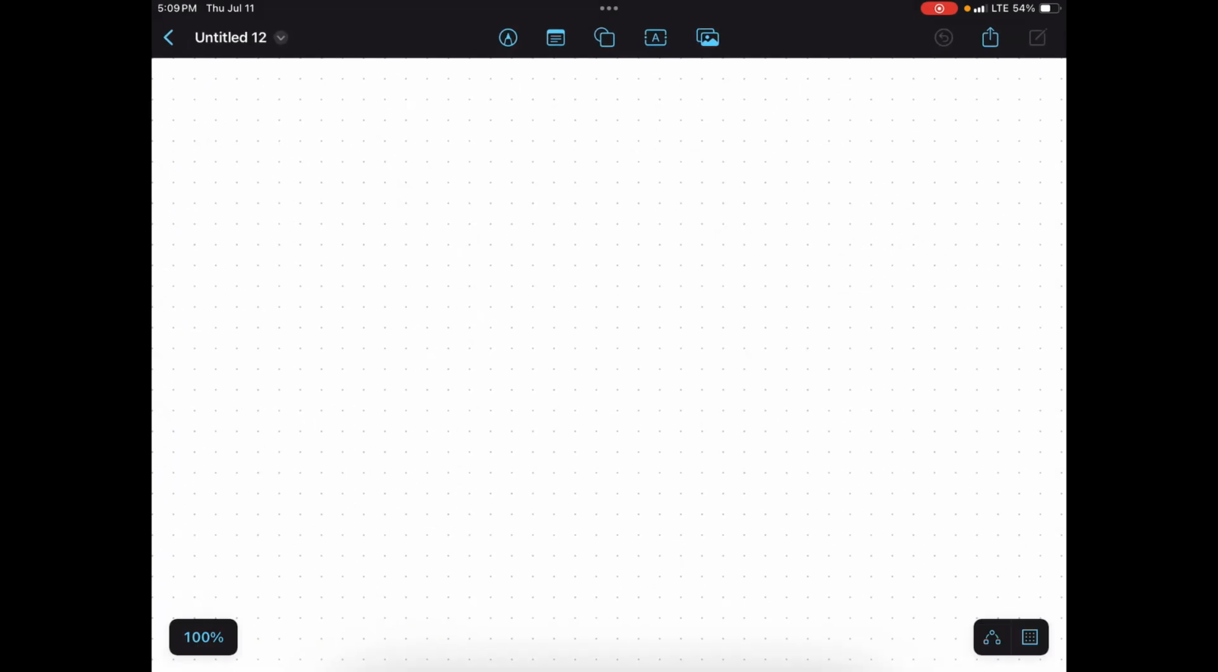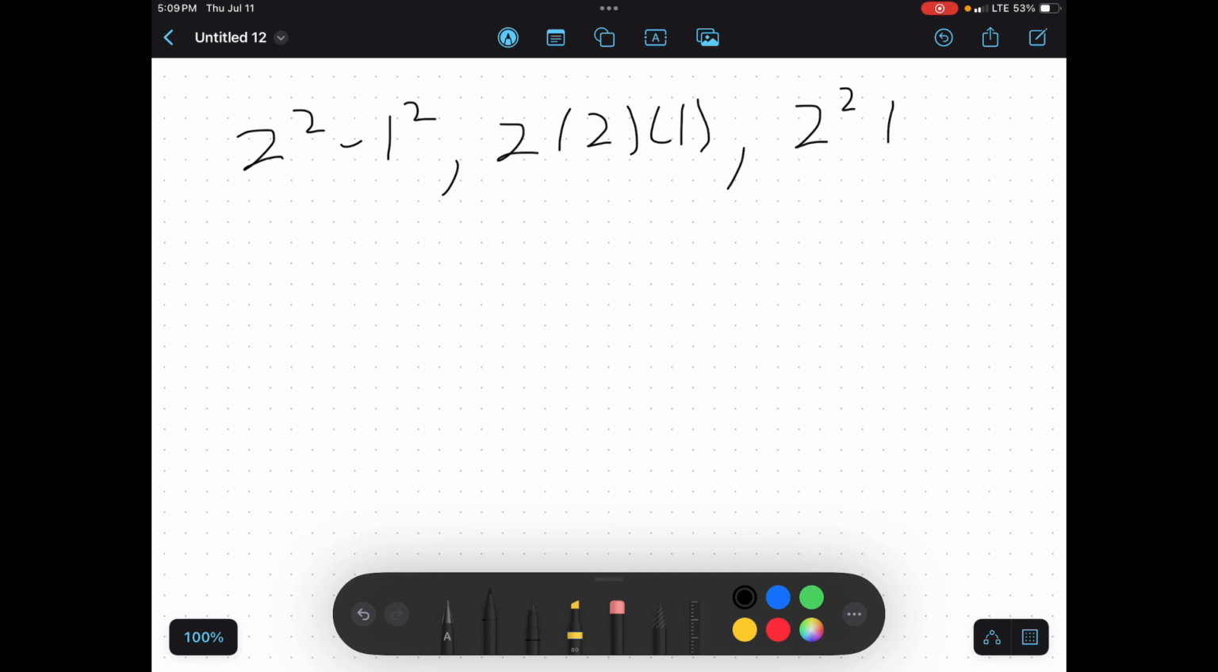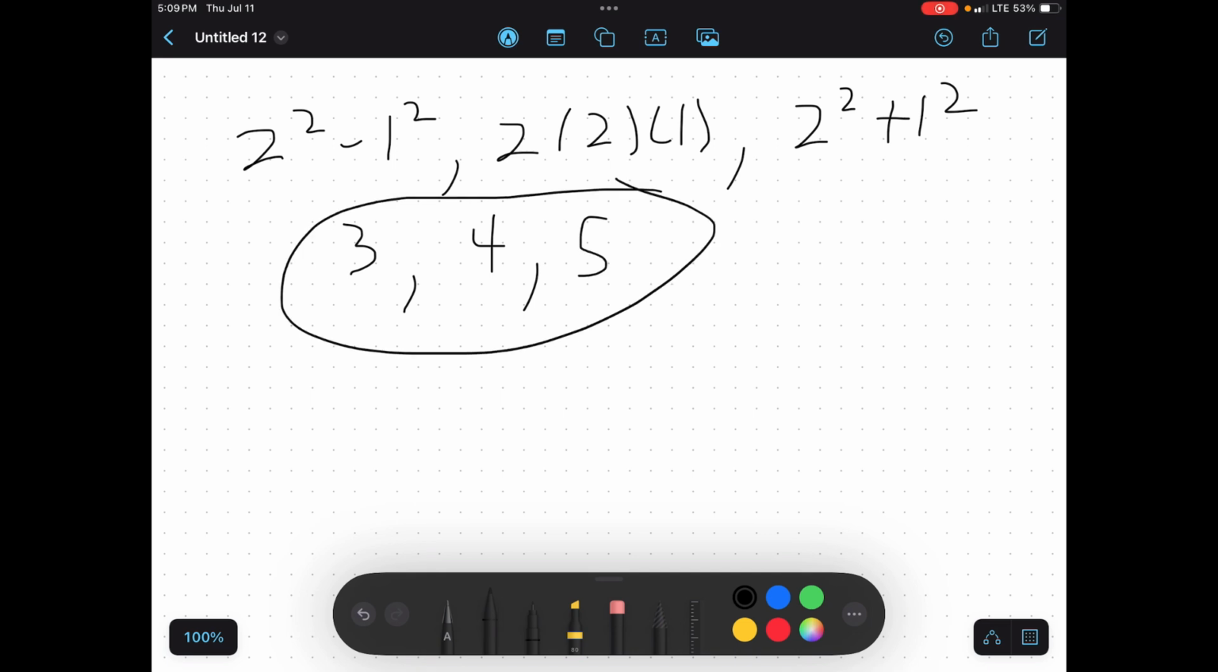Well, instead of using 4 squared and 2 squared, let's cut each of those in half. 2 squared minus 1 squared, 2 times 2 times 1, and 2 squared plus 1 squared. We get 3. 2 times 2 times 1 is 4, and 2 squared is 4 plus 1 squared is 5, and that's where 3, 4, 5 comes from.